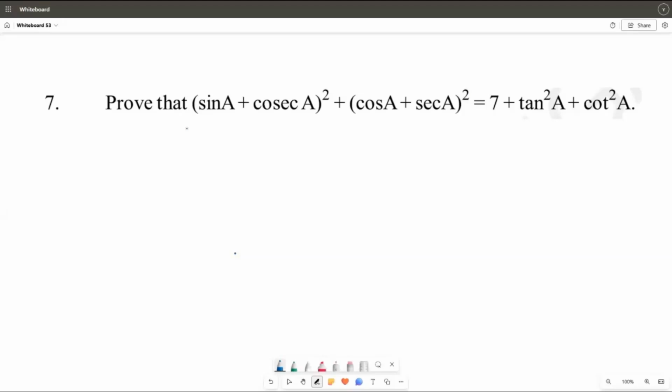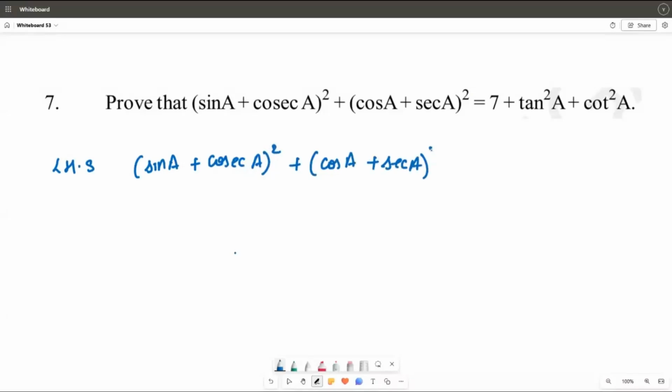And the question of exercise 11.4: we have to prove that (sin A plus cosecant A) whole square plus (cos A plus secant A) whole square is equal to 7 plus tan square A plus cot square A. So first let's consider the LHS side, which is (sin A plus cosec A) whole square plus (cos A plus secant A) whole square. So we're going to expand this.